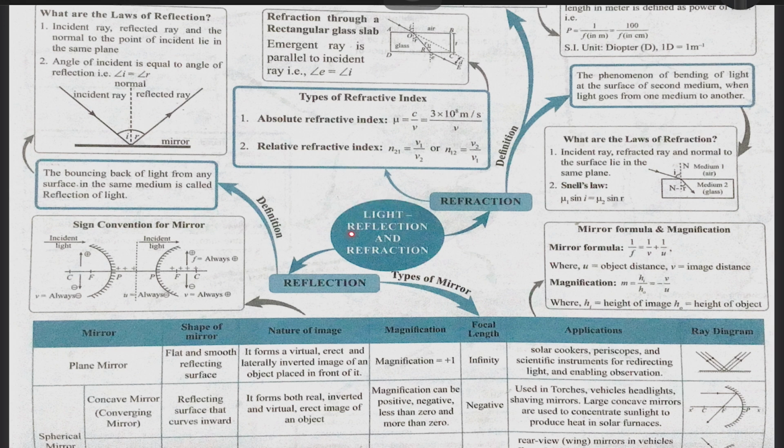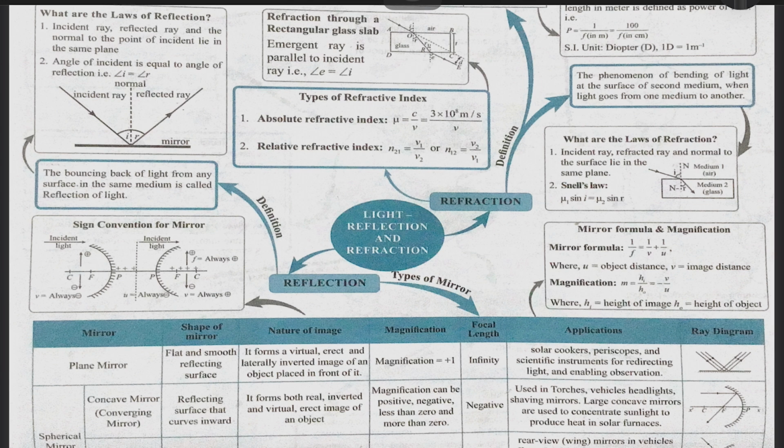Which are the two concepts involved in light? In the chapter Light, it is reflection and refraction. First, let us revise all the concepts related to reflection completely. Then we shall go to refraction. So first, coming to reflection.